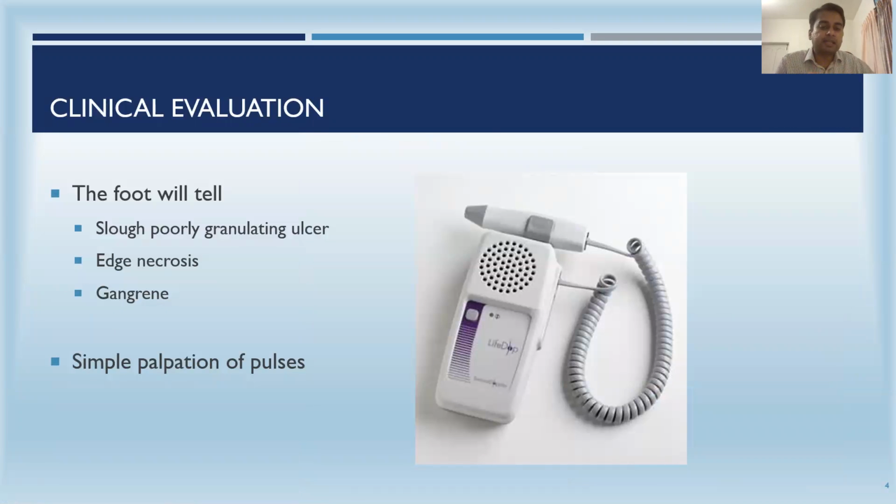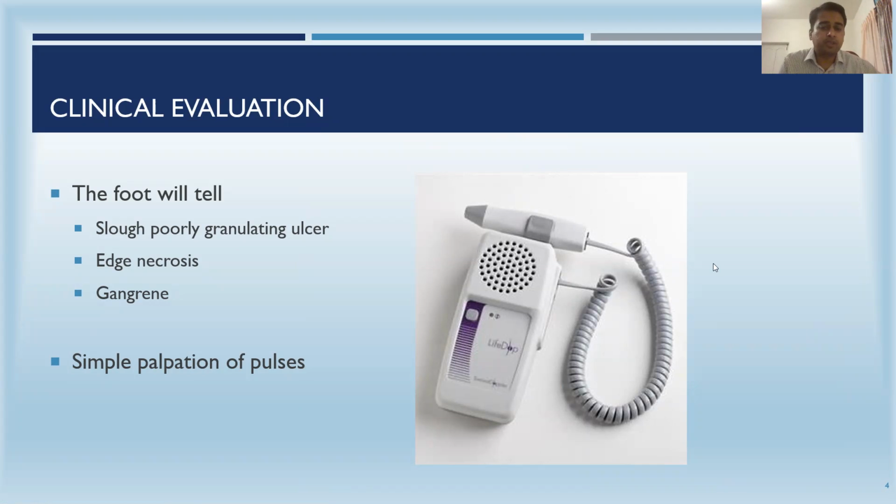So how do we go about clinically assessing it? Like we showed before, the foot itself very often tells. You can see poorly healing ulcer, or you have an edge necrosis, you have gangrenous changes. And I can't stress more on the need to palpate the peripheral pulses. So all the peripheral pulses of the lower limb have to be systematically examined: femoral, popliteal, posterior tibial, dorsalis pedis. Not only does it help in making the diagnosis of peripheral artery disease, you can also probably locate where the disease is based on which pulses are present and absent.